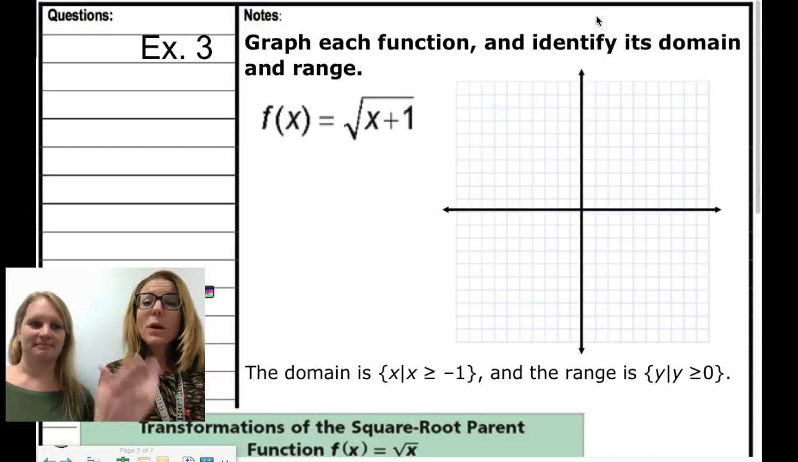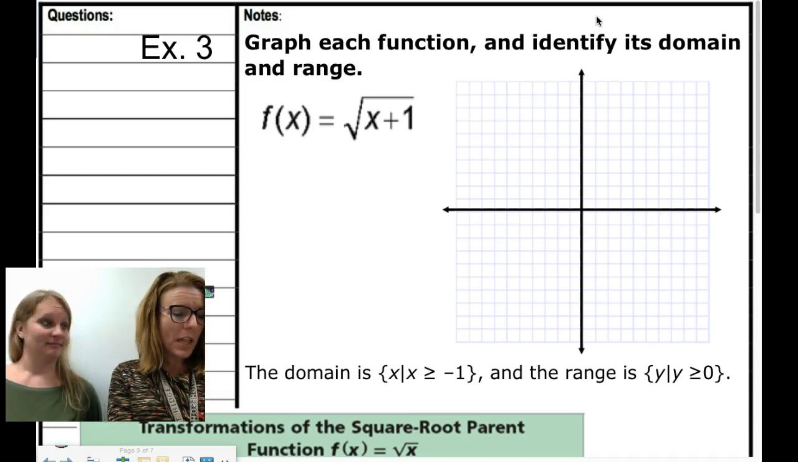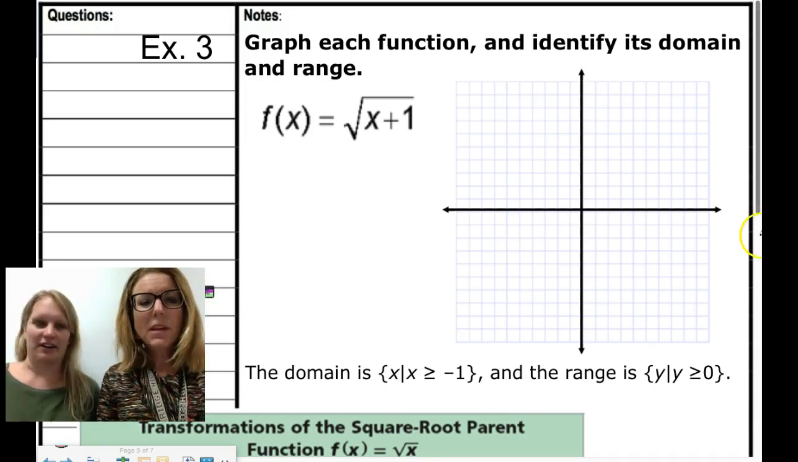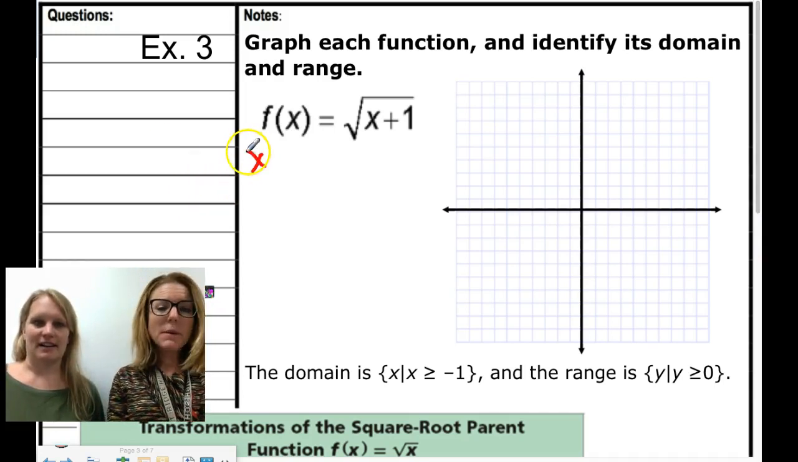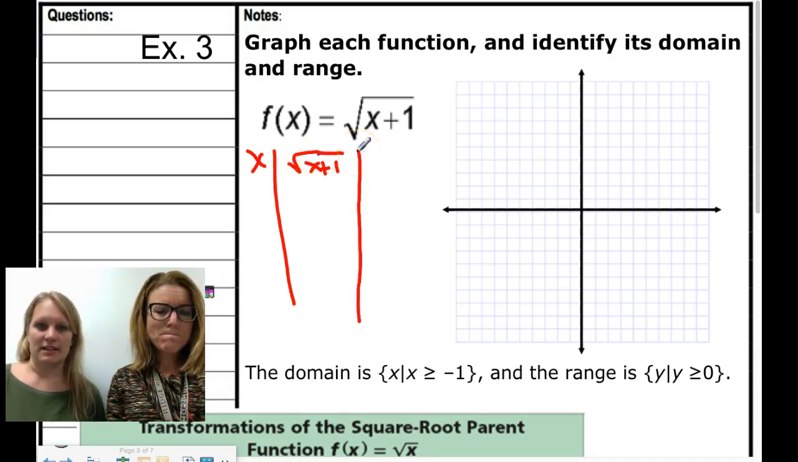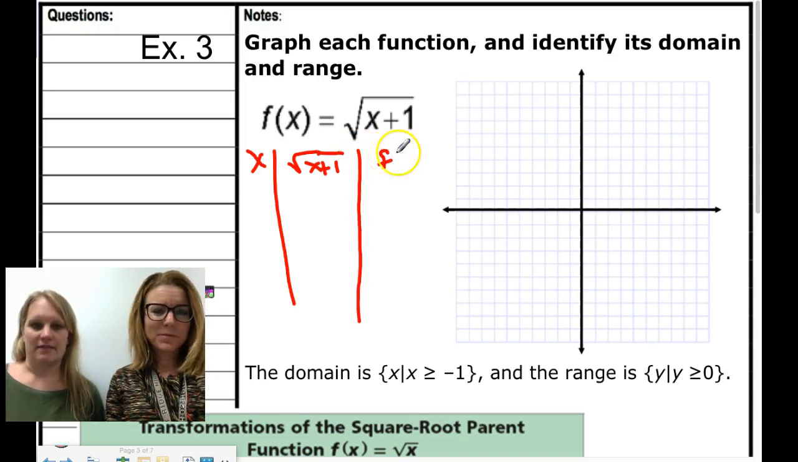Okay. Do you want to do this one or save this one for class? Should we just get this one done? Yeah, let's get it done. So we're going to create a table. It's always nice to see one more. x, the square root of x plus 1. Extend that so Miss Young doesn't go crazy. And then f of x.